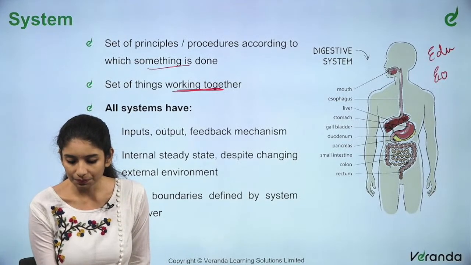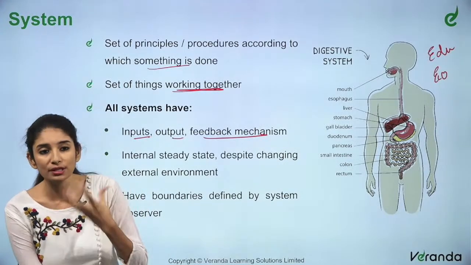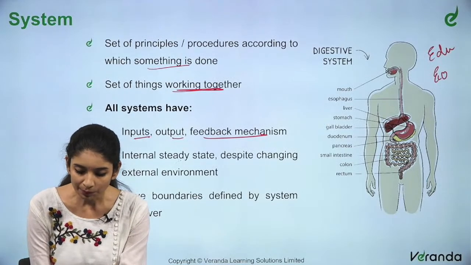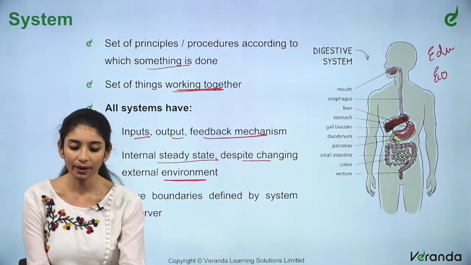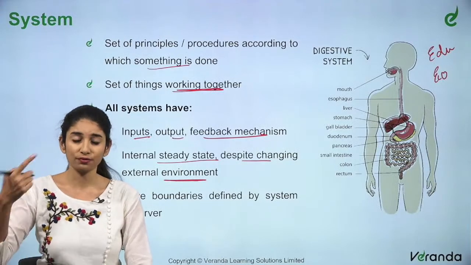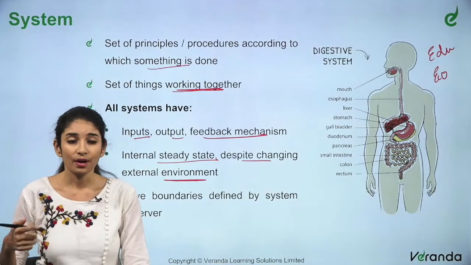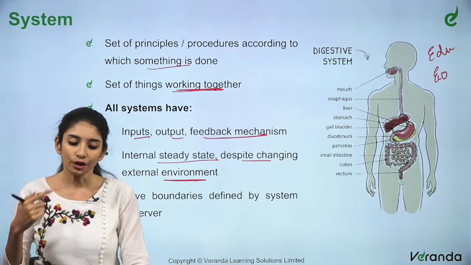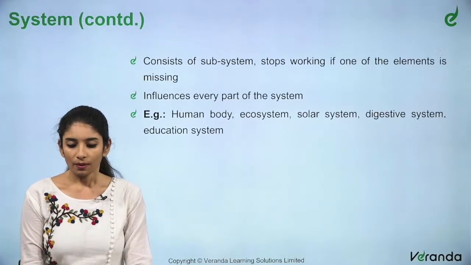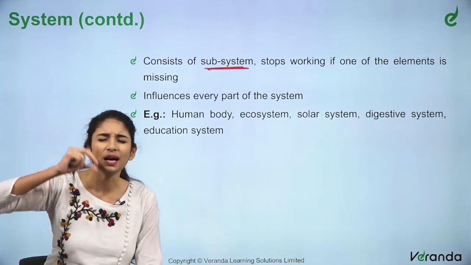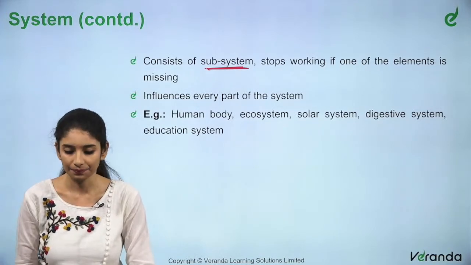So we have input, output, feedback mechanism in all the systems. You have some input, you have some processing to be done, you have some output in every system. Internal steady state despite changing external environment. The external environment can be changing, the food that I eat can be changing, but the process of my digestive system is going to be the same. So my internal state is going to be steady. It consists of subsystems, and every subsystem has an influence on the working of the entire system.